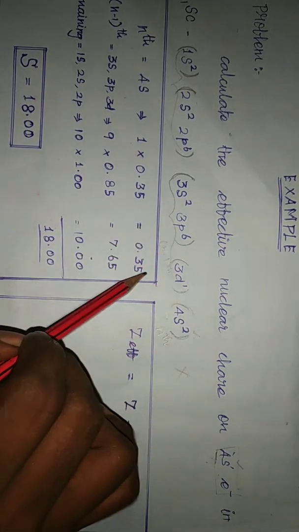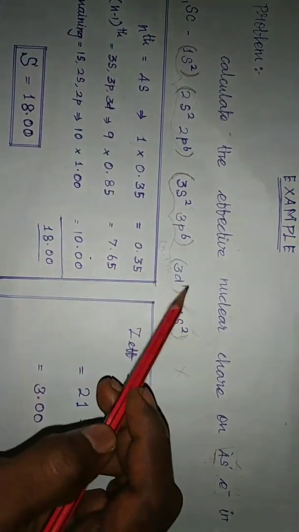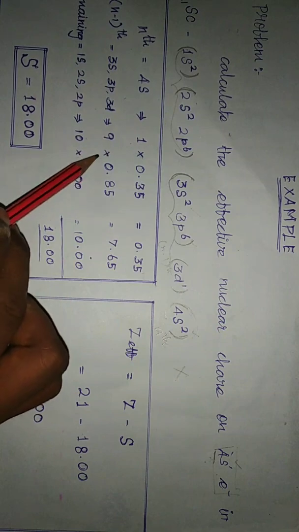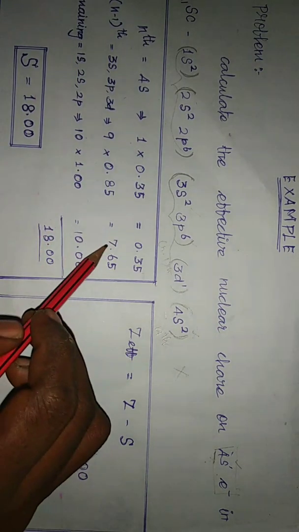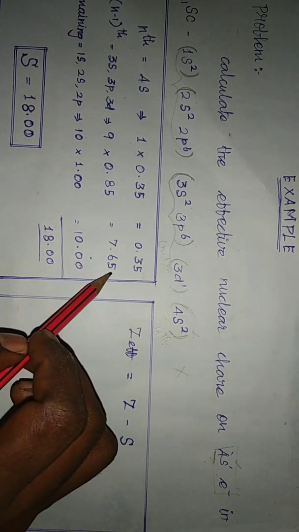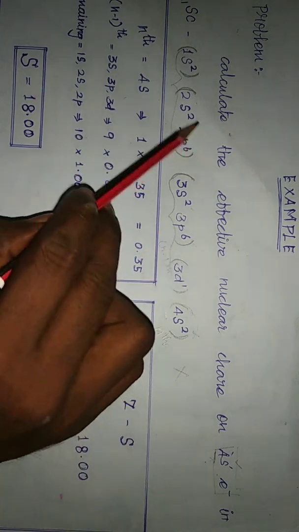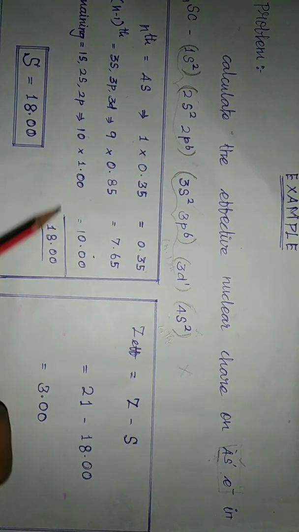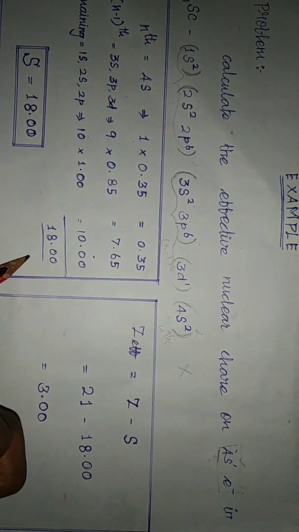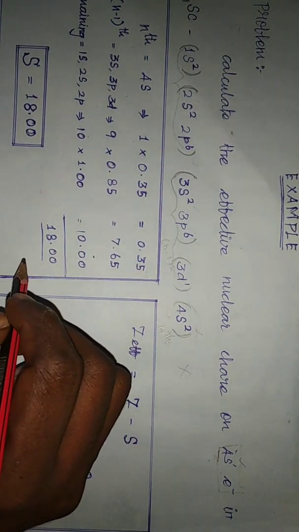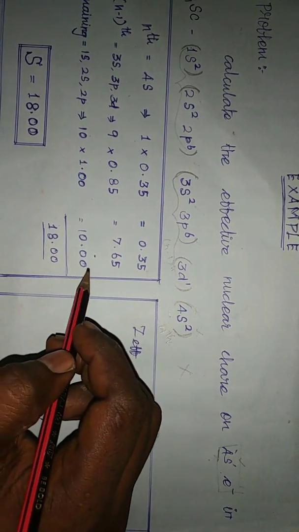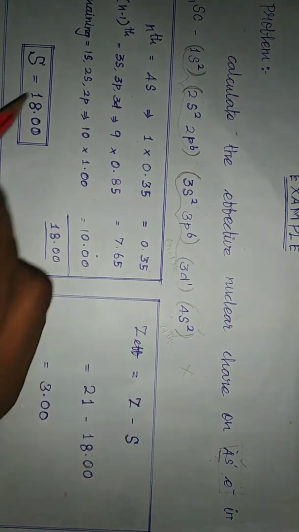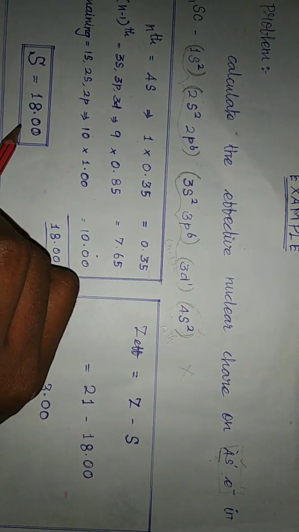Then the n minus 1th shell: 2 plus 6, 8, 8 plus 1, 9. So 3s, 3p, 3d, 9 electrons, 9 into 0.85 equals 7.65. Then the remaining fully inside: 2 plus 2, 4, 4 plus 6, 10. So 10 into 1 equals 10. Totally it is 18. Step number 4 is summation. We have found the sum of all these values. It is equal to 18. So we have found the S value: S is equal to 18.